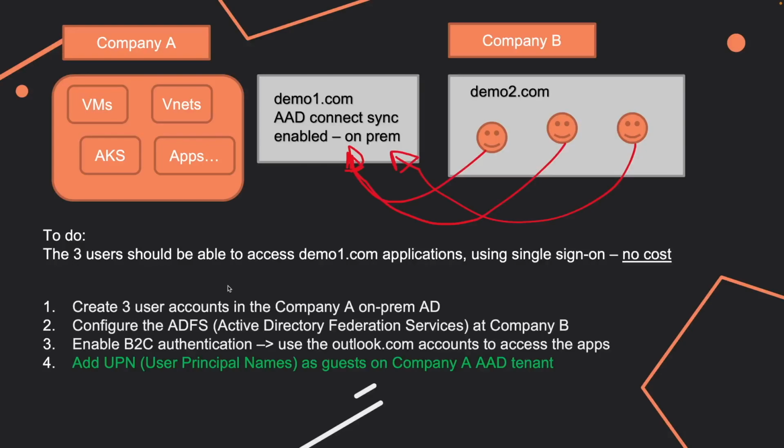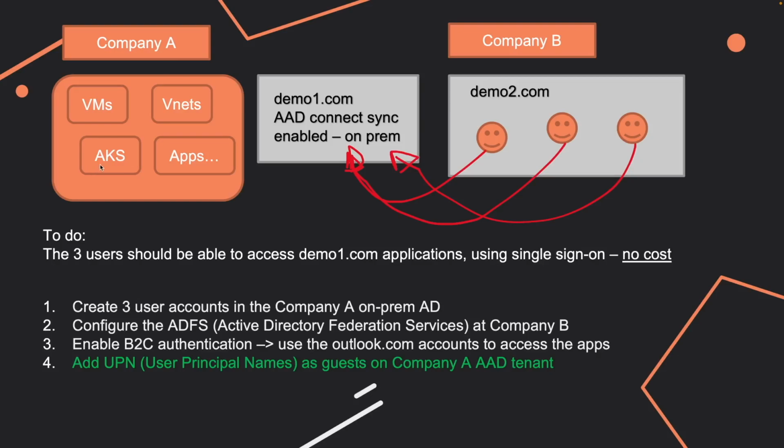And so in this case, the correct answer is to add UPNs, so user principal names. And let's see why this is true and why the other ones are not true. You should add this because adding these 3 UPNs will send an invitation to those users, and they will be able to access demo1.com services. And then you can use demo2.com principals to provide access to various services on company A. So this would be the correct answer right here.